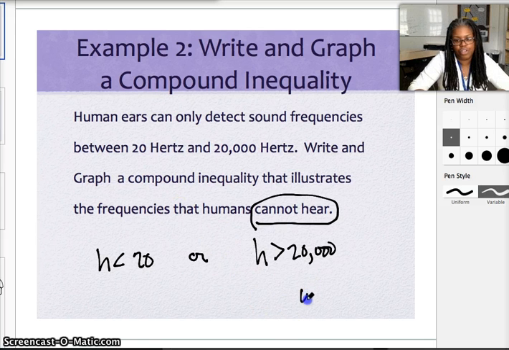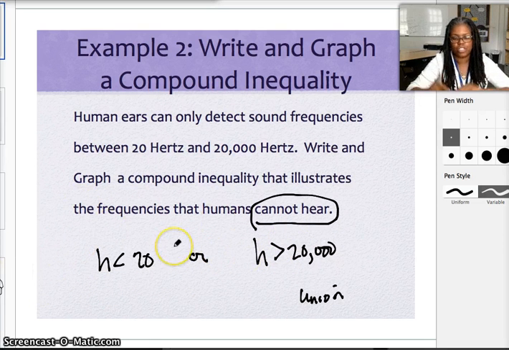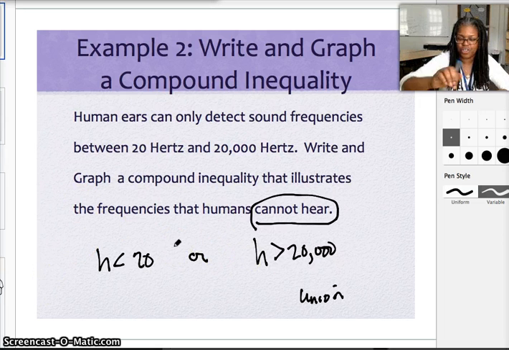This is considered a union because we're uniting two different things together. We're saying, hey, this group or this group, in any category, humans won't be able to hear it, whether it's this side or this side. So we're joining those both together. Then that's a union.